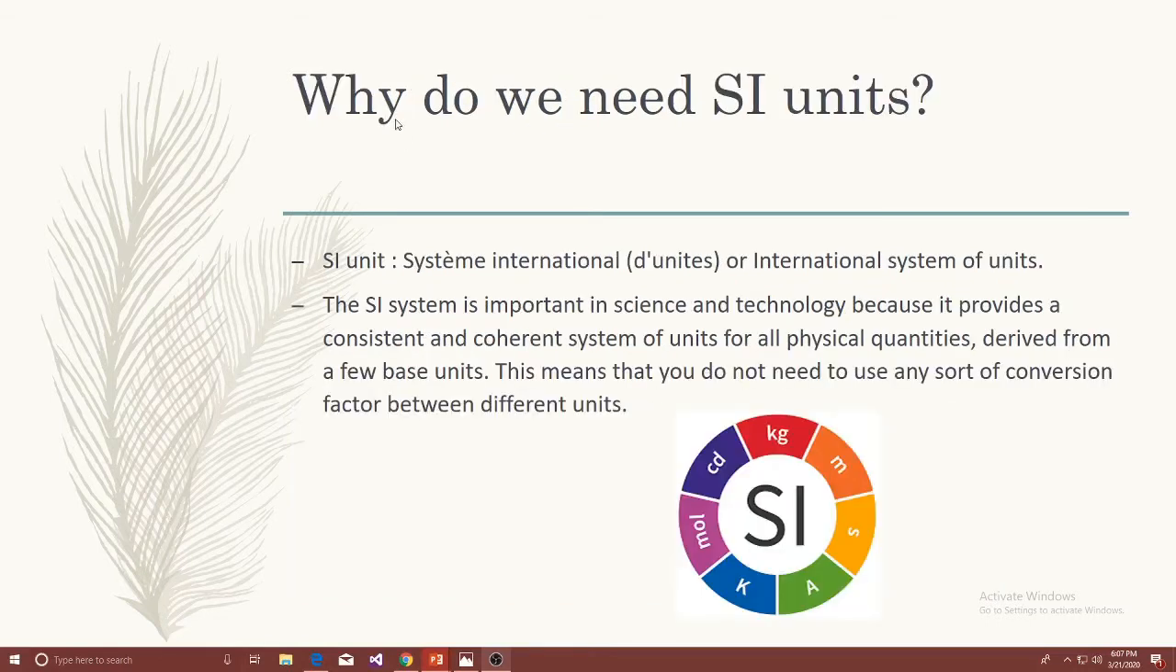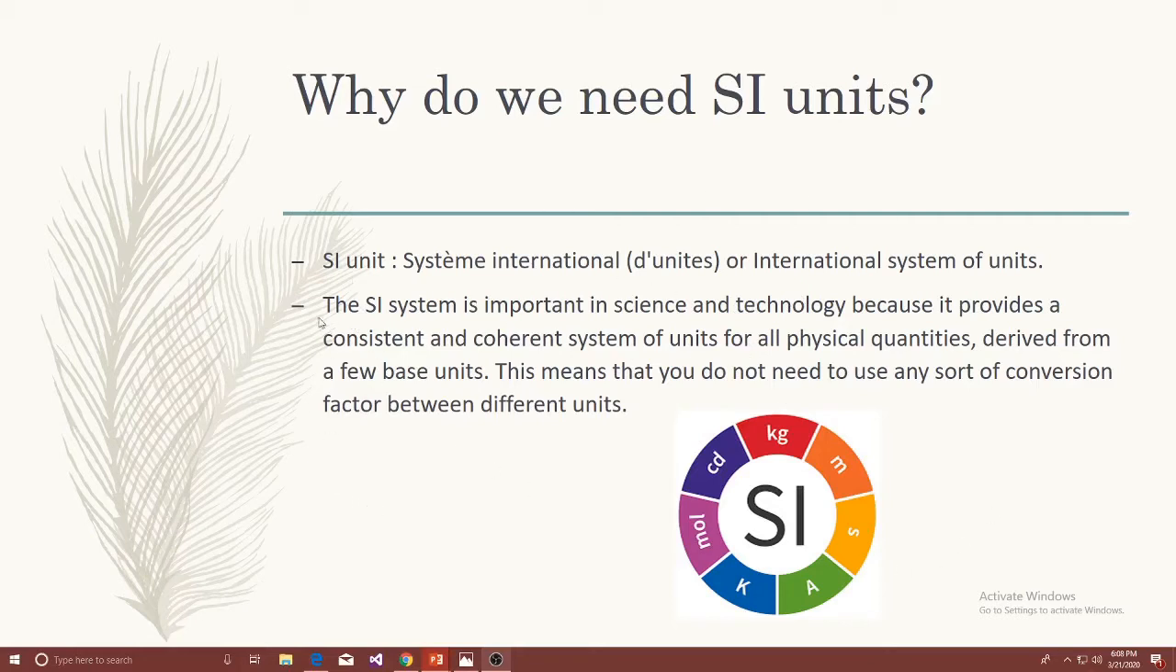Now the main question is, why do we need SI units? What is the importance of this? Can we work without this? Well, these are very important. SI unit, this is the French version of it. I do not know how to spell it, but in English it is known as International System of Units. This is the same in the whole world.